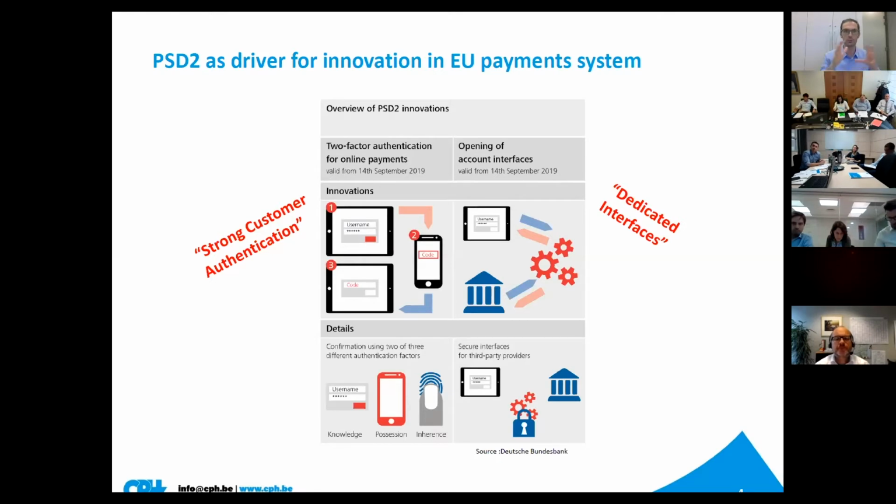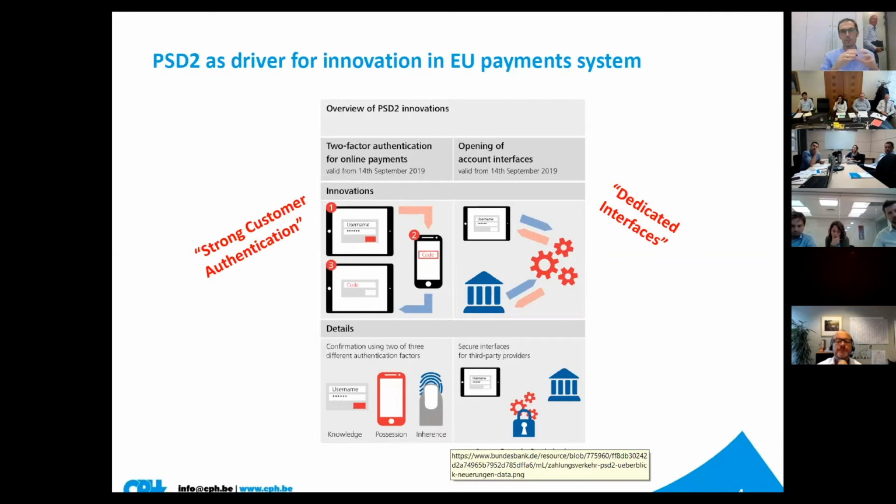And there are two axes. First of all is authentication. PSD2 imposes a two-factor authentication for online payments. In general, there are three types of authentication. The most traditional is what you know, so username and password. An alternative is possession, for instance, having an application installed on a mobile phone. And the third one is inherence, something you are: a biometric signature with your fingerprint or facial recognition.